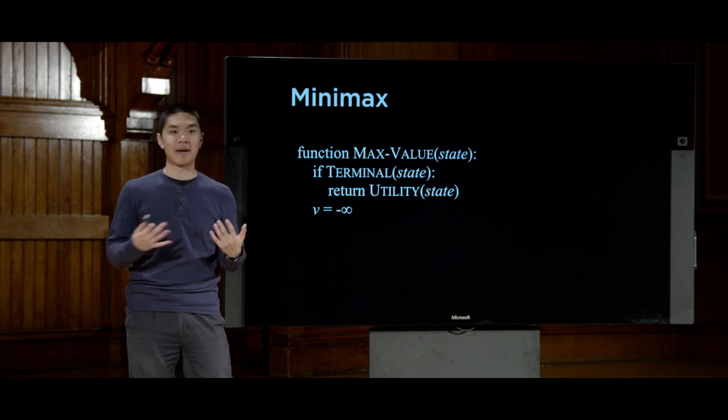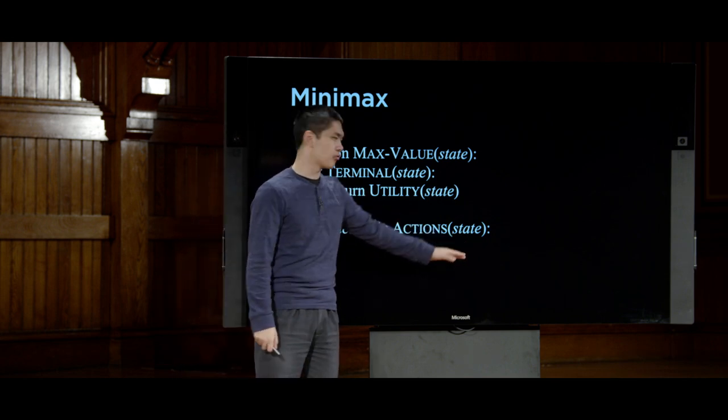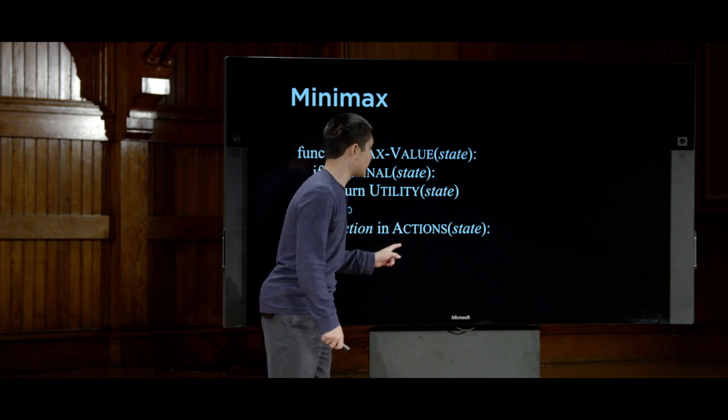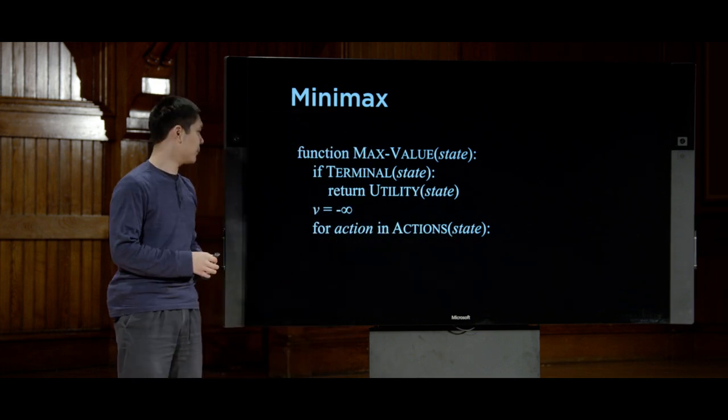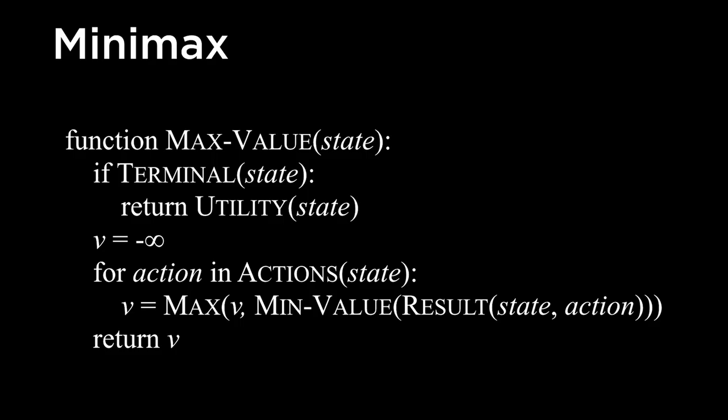So now, I consider my actions. And this is going to be some kind of loop where for every action in actions of state, recall actions is a function that takes my state and gives me all the possible actions that I can use in that state. So for each one of those actions, I want to compare it to v and say, all right, v is going to be equal to the maximum of v and this expression. So what is this expression? Well, first it is get the result of taking the action in the state, and then get the min value of that. In other words, let's say I want to find out from that state what is the best that the min player can do, because they're going to try and minimize the score.